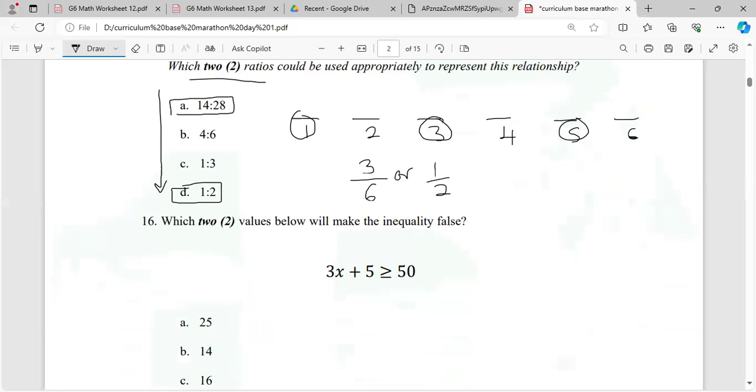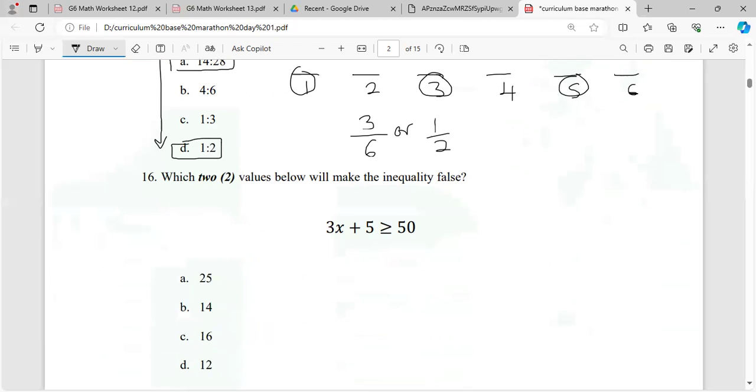Alright, 16 says, which two values below will make the inequality false? So it says 3x plus 5 is greater than or equal to 50. Remember, we want the false one, so look at it carefully. And guys, please read the heading, just like with the mental ability. We have to read the heading very carefully. How do you approach this if you get it in an exam?